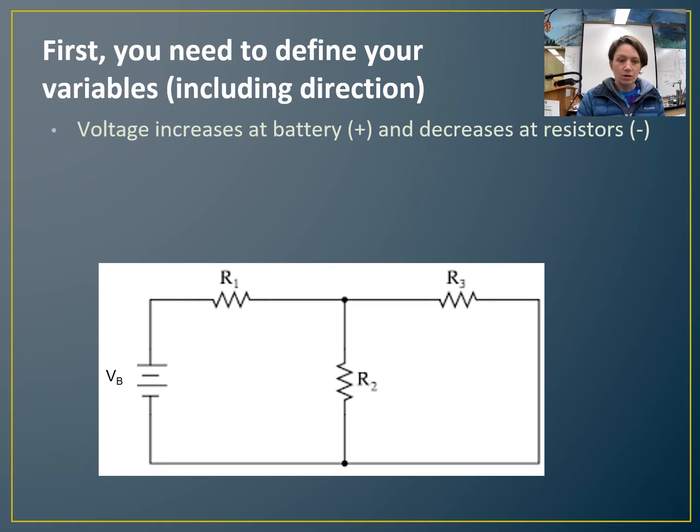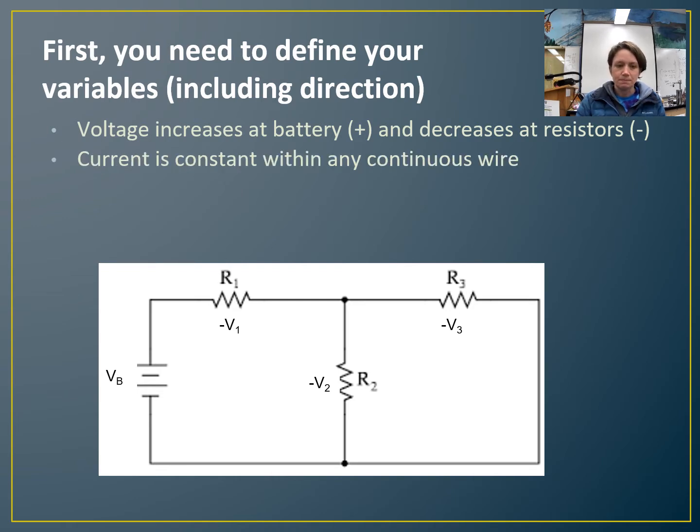So for starters, the voltage is going to increase at every battery. So I'm going to have a positive V value at all the batteries. And we're going to define our resistors as the places the energy is being used. So I'm going to put negative voltage values for all of my resistors.